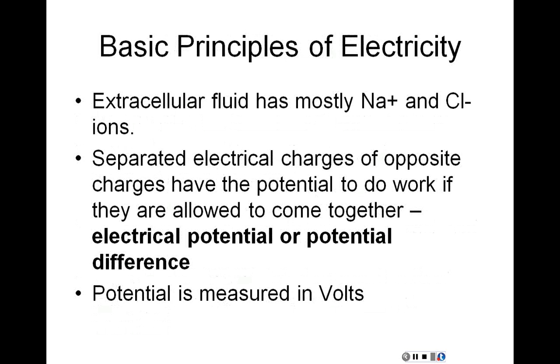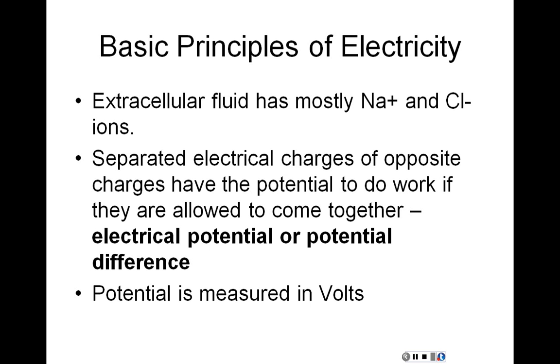Alright, now into physics. Remember, it's not a coincidence that the word physics and physiology share the same root word. So now we're going to talk about electricity before we talk about nerves. Extracellular fluid, the fluid surrounding a neuron, has mostly positively charged sodium ions and negatively charged chloride ions. Anytime you separate electrical charges, you create the potential to do work. That principle is called electric potential or potential difference. It's based on the fact that opposites attract. Positive and negative charges want to be together. So by separating them, you create the potential to do work.